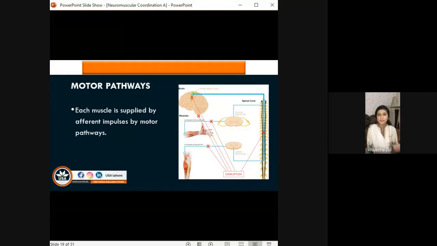So for the contraction of a muscle, the first thing, which is the basic one, is the motor pathway, which means the efferent impulses or the motor nerve supply. If there is no nerve supply, the muscle will not be able to contract. This is the most simple one, the motor pathway. With the help of this, the muscle will contract.